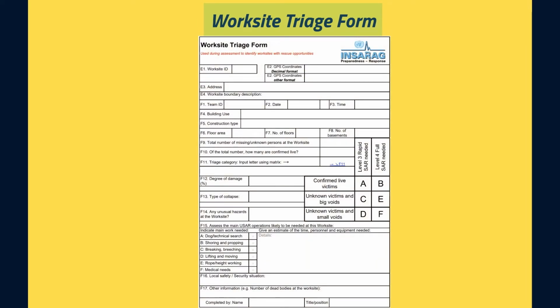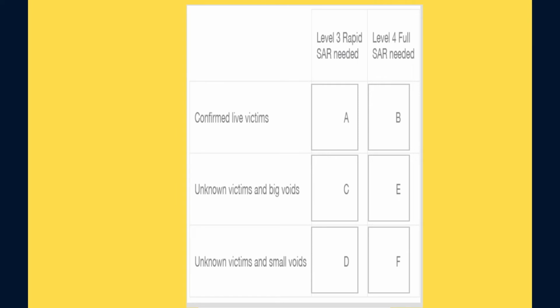If you look at your worksite triage form, on there you have the A through F boxes. It actually breaks it down for you, what I call short math, to get to your A through F. So we're going to focus on this portion of the worksite triage form, and this is going to help you get through your A through F much easier. So let's start with the horizontal rows.